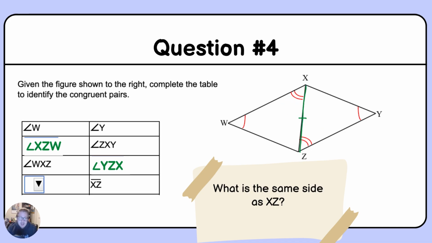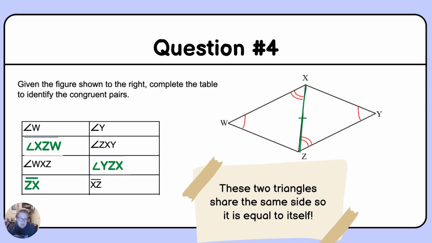Now, what's the same side as XZ on the other triangle? Well, that's XZ or ZX. It's the same thing. And this is an important concept on your test. You're going to see this all the time. You're going to see that a side is equal to itself. We call that the reflexive property. The reflexive property is when we say a side is equal to itself.